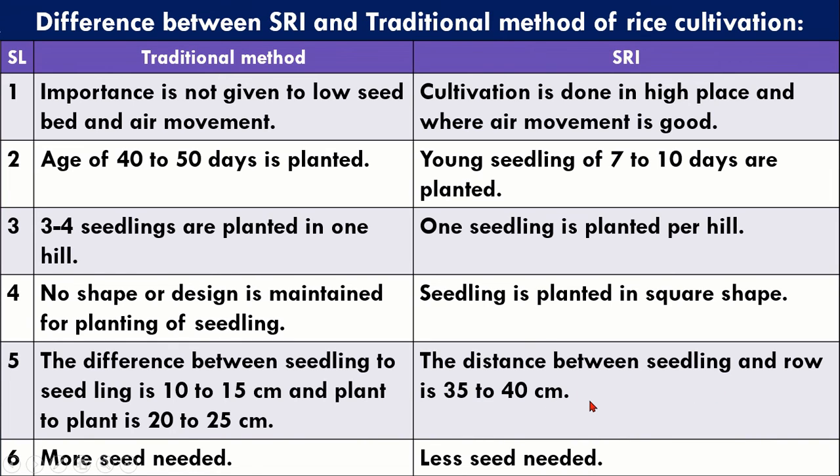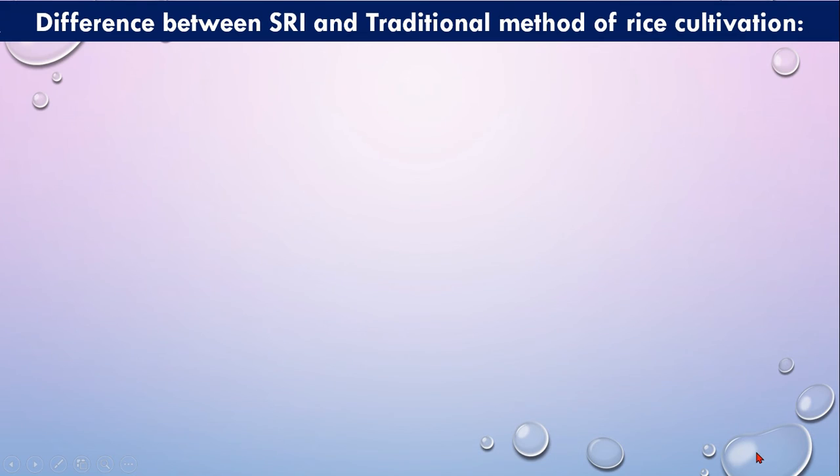If you do not apply the square shape, you will not be able to use a machine in the land. So if the lines are the same on all sides, you can use a Japanese rice weeder or machine. More seed is needed, because you see here 3 to 4 seeds per hill, that is why more seed is needed, but here less seed is needed.